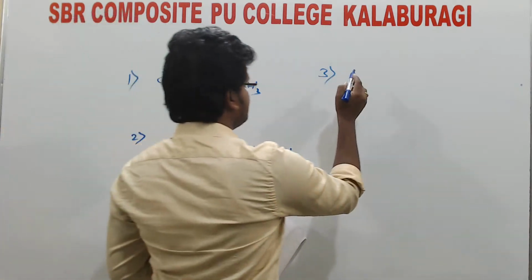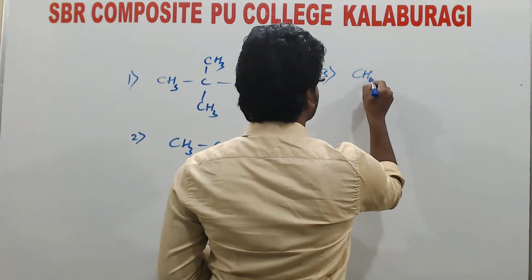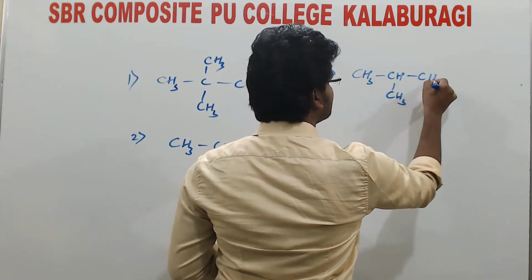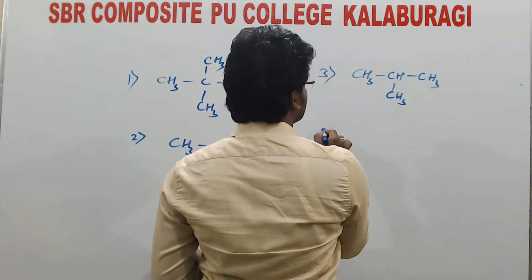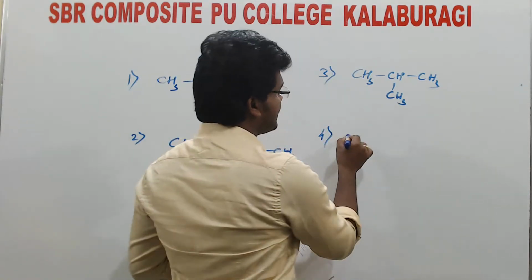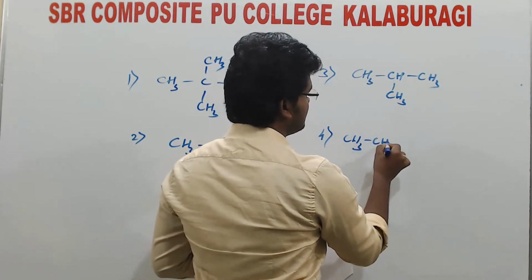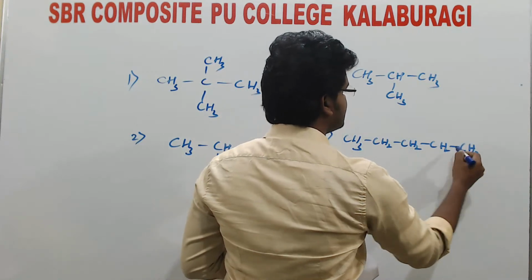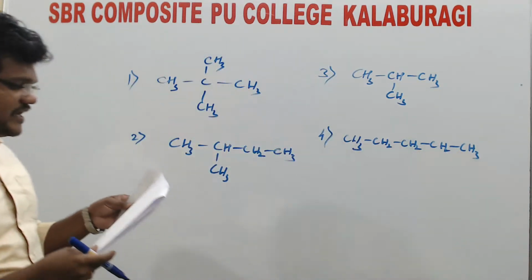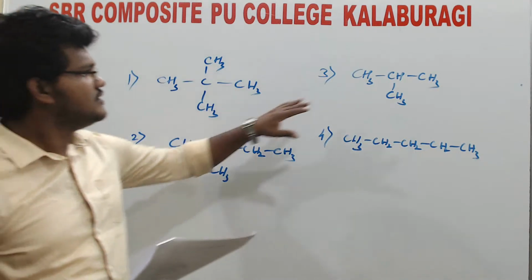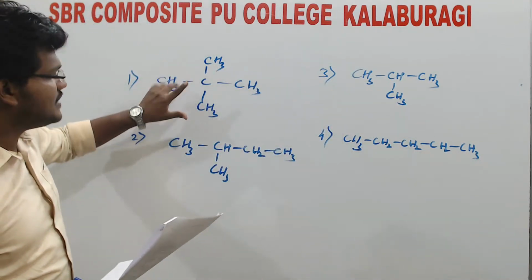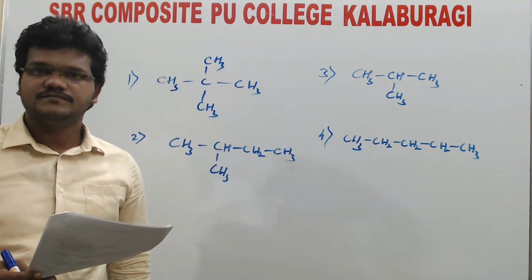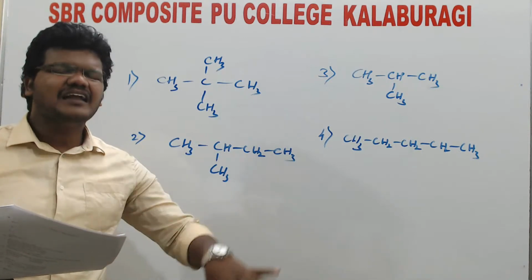Let us go for the third one. Third one is isobutane. Isobutane is nothing but 2-methyl propane. And the fourth one is what? N-pentane. N-pentane, CH3, CH2, CH2, CH2, CH3, 1, 2, 3, 4, 5. So n-pentane, 2-methyl butane, isobutane, 2,2-dimethyl propane. So they are asking which among these is a volatile compound. They are asking which is highly unstable.